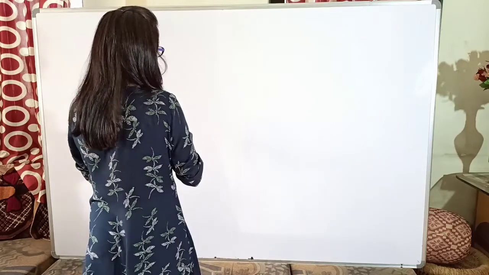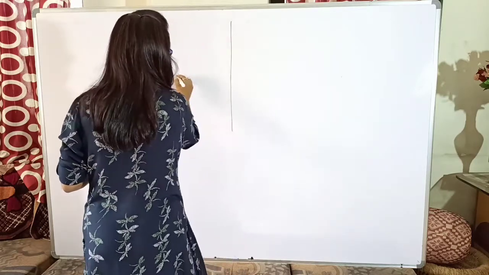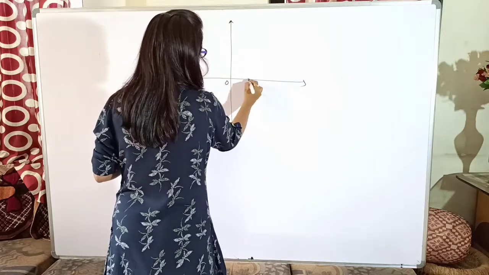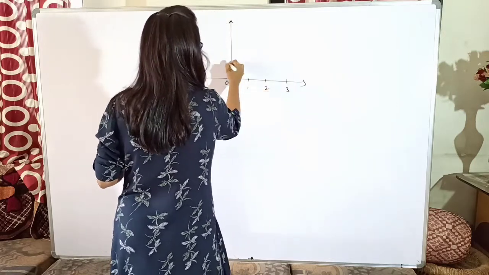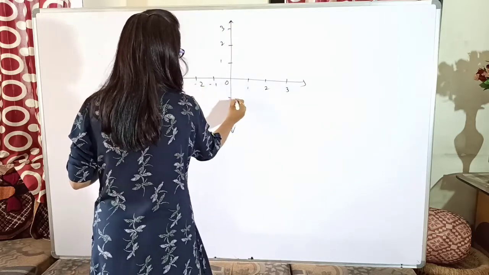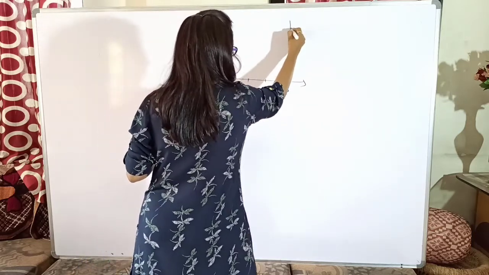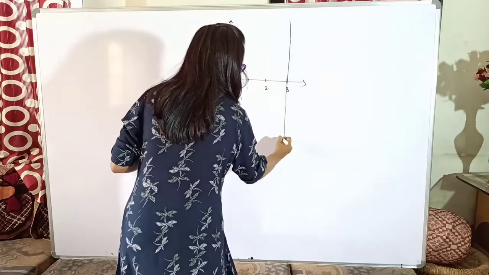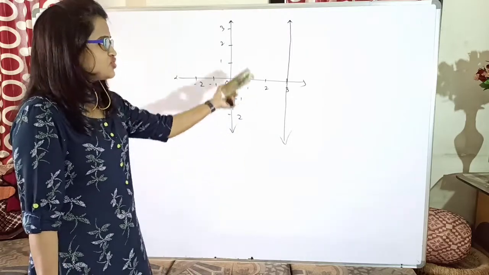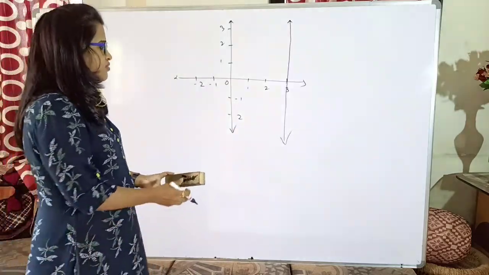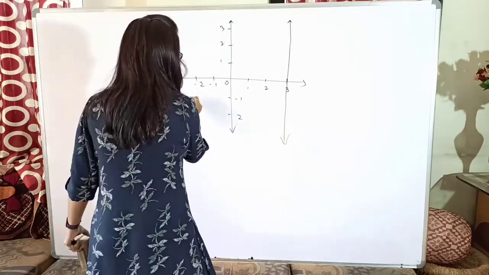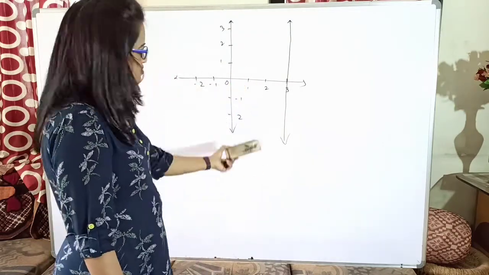Let us draw again our Cartesian plane. So this is my 0, 1, 2, 3, 1, 2, 3, minus 1, minus 2, minus 1 and minus 2. Suppose I draw a line like this. Now since it is a straight line, it is definitely a linear equation, or the equation of this line will be a linear equation. But what will be the equation for this line? Let us first complete the line for this.